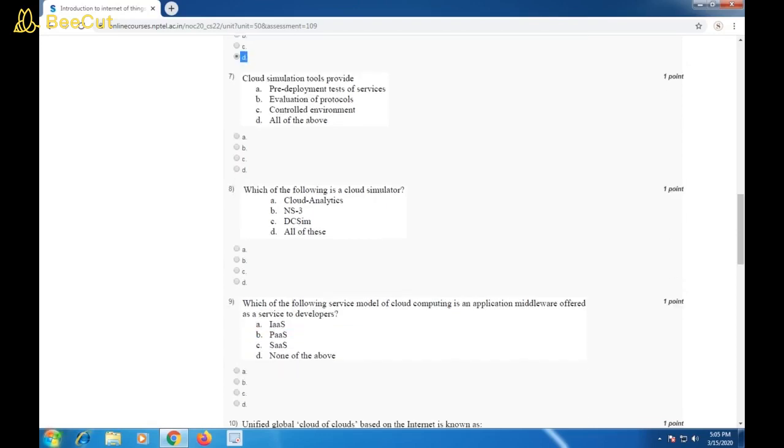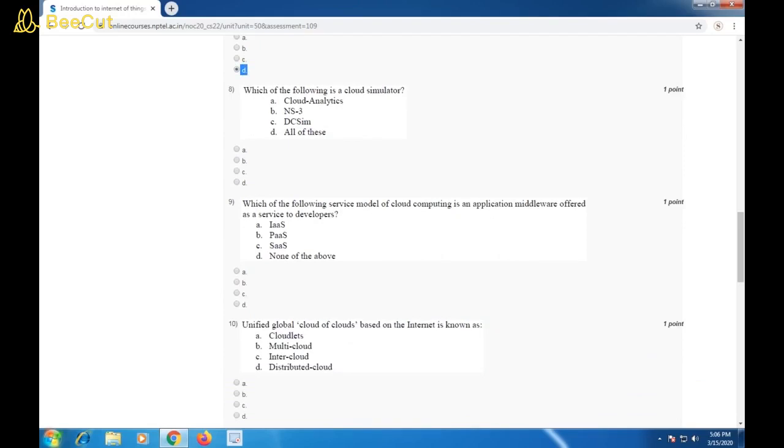And the seventh question, cloud simulation tools provide: pre-deployment tests of services, evaluation of protocols, control environment. So the answer for this is D, all of the above. This is the fourth option.